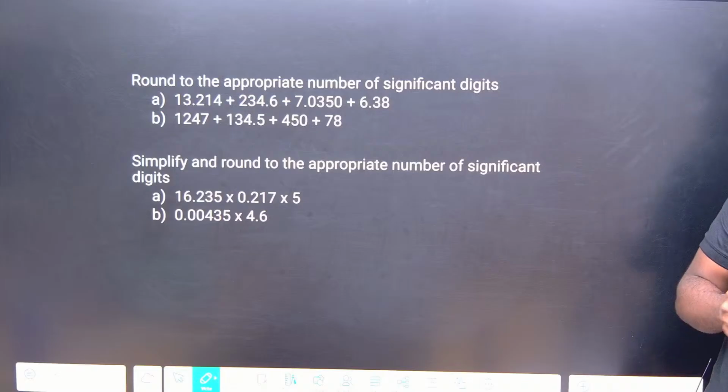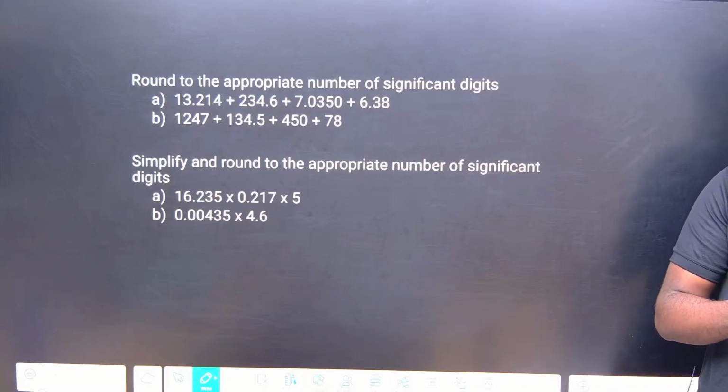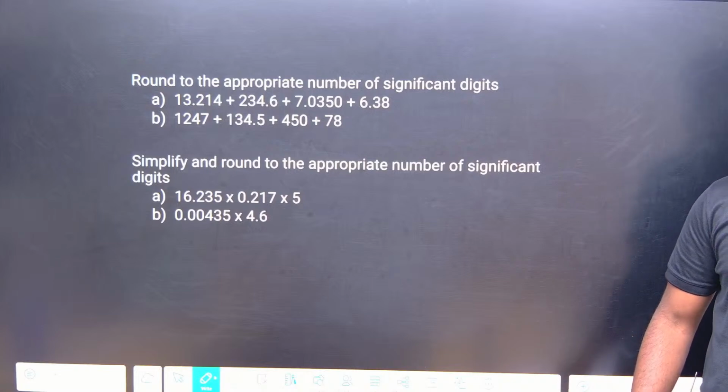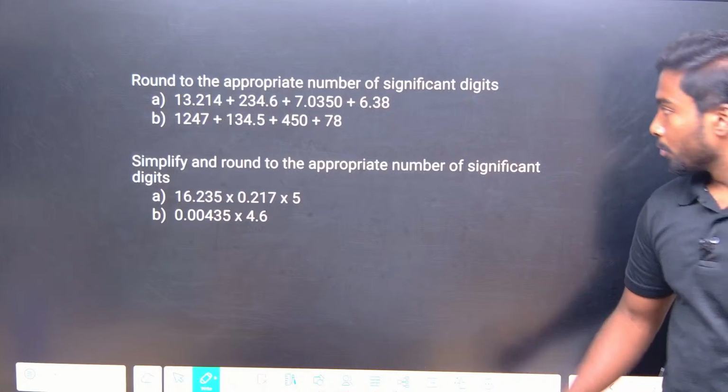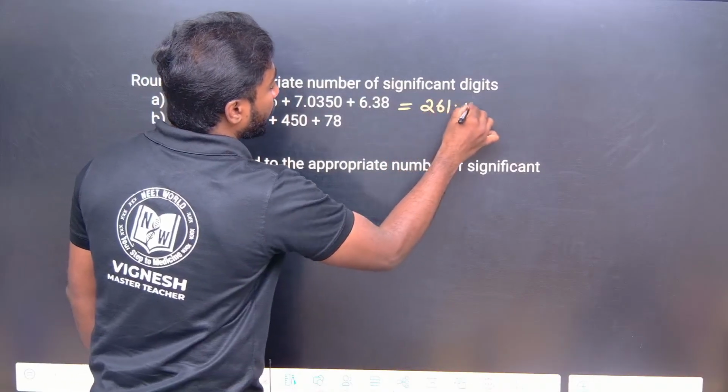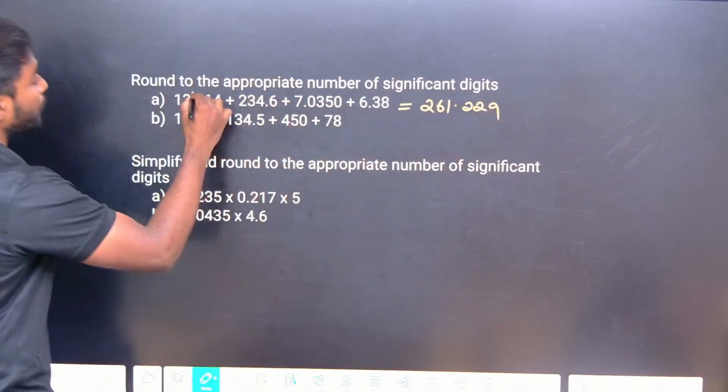So what is the given question? 13.214 plus 234.6 plus 7.0350 plus 6.38. So the answer is 261.229. So how many significant figures for the first one?